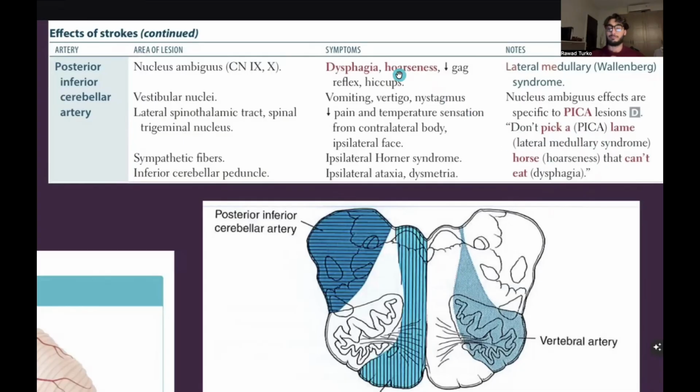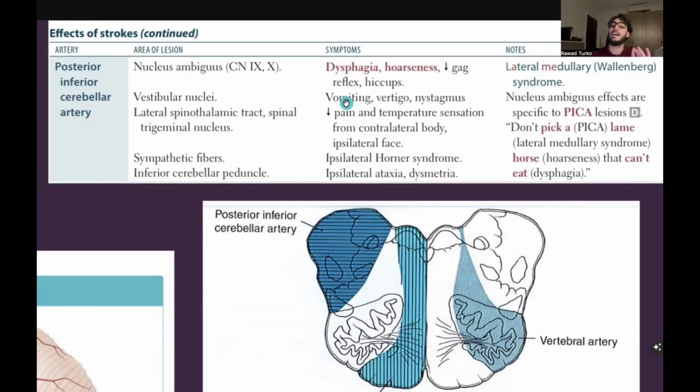All right. And the symptoms are going to be dysphagia, hoarseness, decreased gag reflex, and hiccups. All of that is because the nucleus ambiguus is affected. Again, with vestibular nuclei, so you're going to see vomiting, vertigo, and nystagmus. The spinothalamic tract and the trigeminal nucleus.